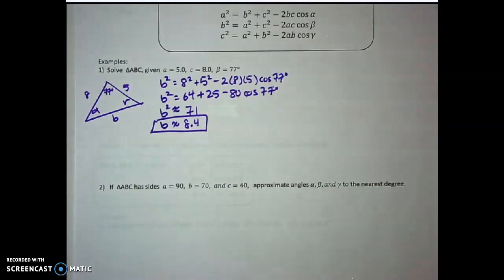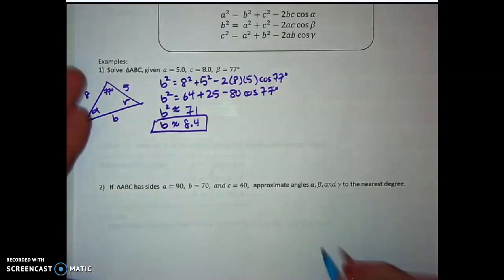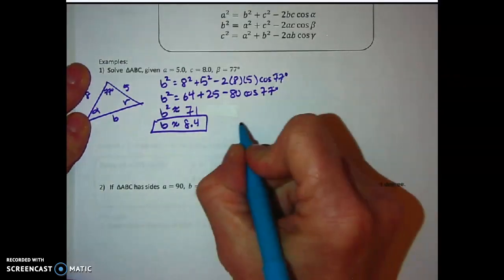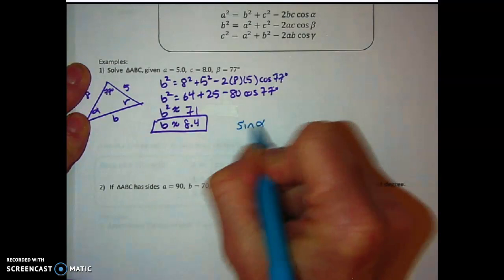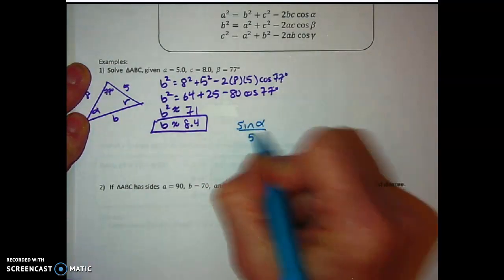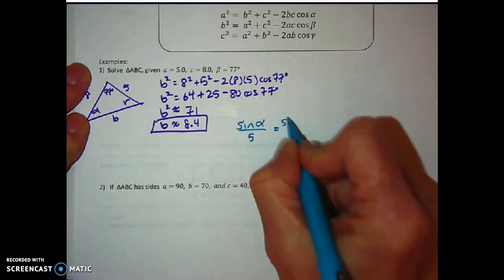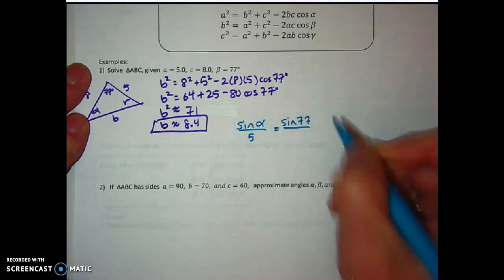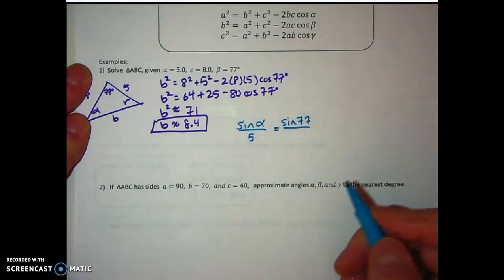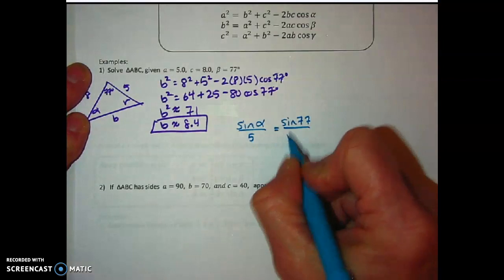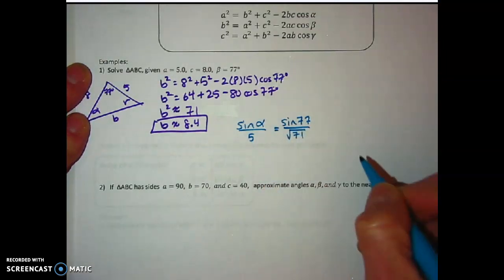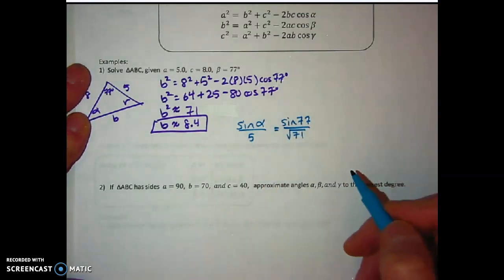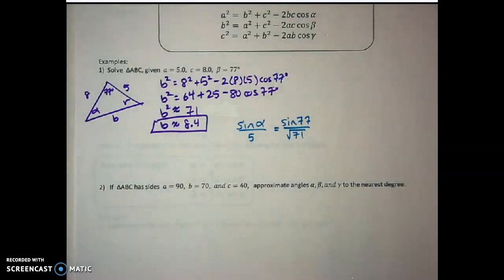And now I could use the law of cosines again, but I also just want to remind you that we could use the law of sines. So I could now also say that the sine of alpha over 5 equals the sine of 77 over b. And one reason I want to do this is because I don't want you to use 8.4. You should always use exact answers if you're able to. So you should actually use the square root of 71. And now I'd like you to go ahead and solve this for alpha.